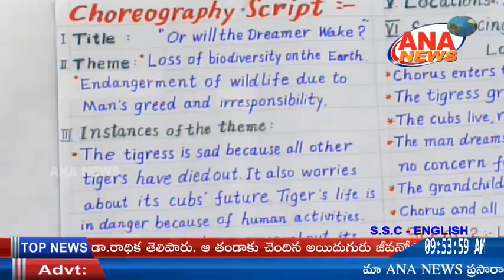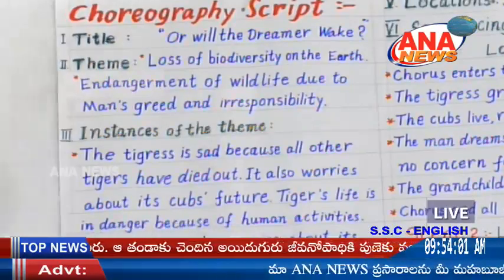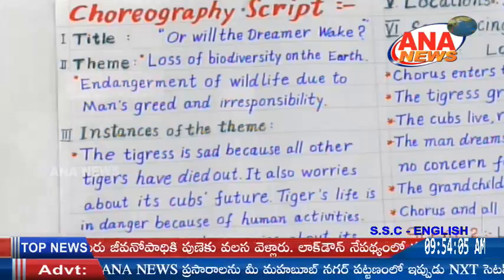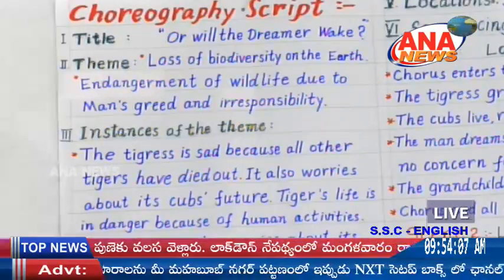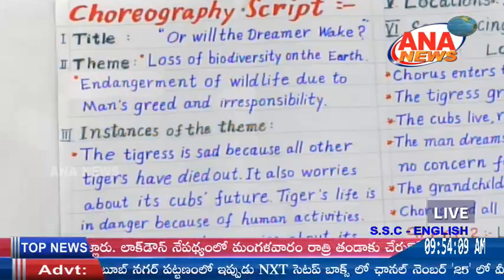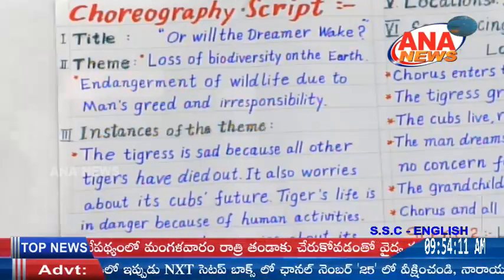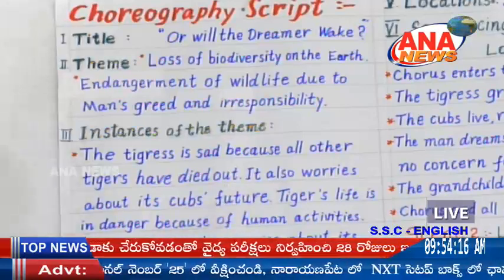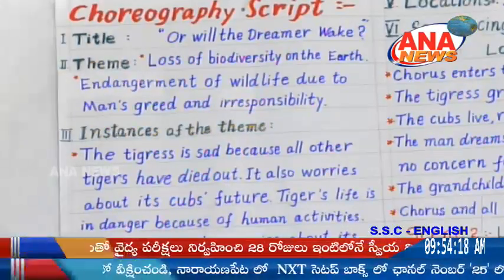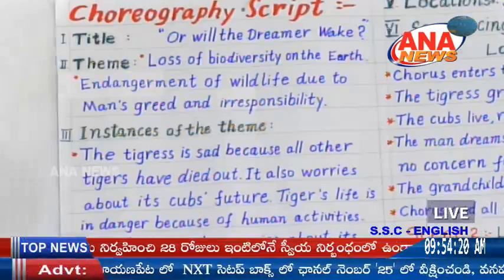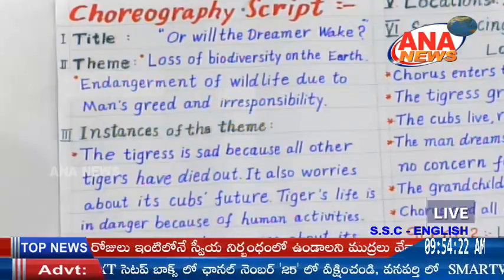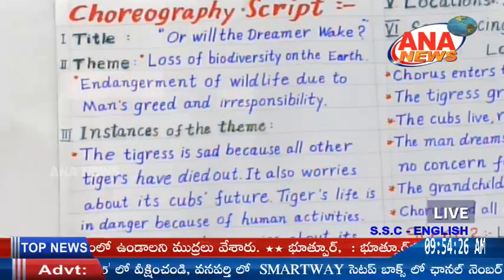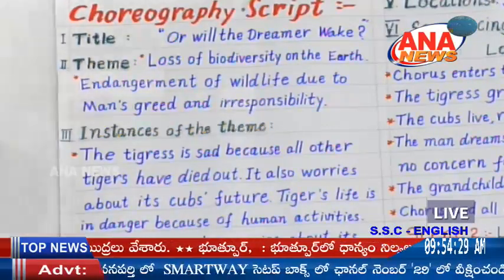The tiger's life is in danger because of human activities. What is the man doing? Man is killing the tigers for skins, for nails, and he is selling those things in the market. So that is the problem. Next, the polar bear also worries about its shelter because its shelter is in the snow mountains, and the snow mountains begin to melt because of global warming caused by humans. Again, human intervention is there.